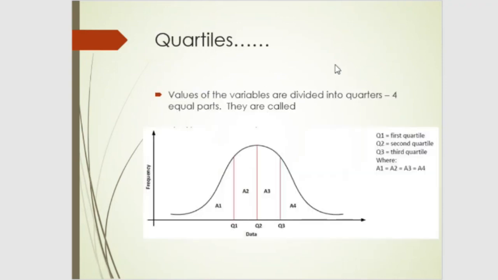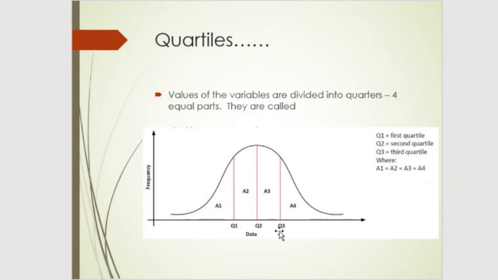Starting with the quartiles, with quartiles, values of the variables are divided into quarters, or let's say into four equal parts, which are called quartiles. So if you were to draw a normal distribution graph like the one that you see on the slide there, and then you divide it into four equal parts, you will see that A1 is equal to A2, A3, A4, meaning that it has got equal parts. Then the first part from that red line to the left is called the first quartile. Then the second one is the second quartile, which also tells us the median, or the middle point of the data that we have.